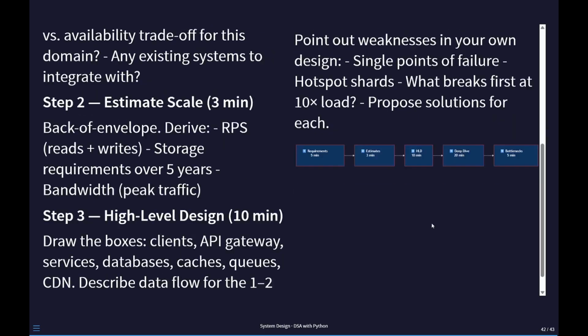The key meta-skill threading through all of this: articulating trade-offs. There is no single right answer in system design. For every choice you make, there is a cost. The engineer who says, I chose this because X and Y, and the trade-off is Z and W, will always outperform the engineer who says, this is the right answer. Show your thinking, not just your conclusion.